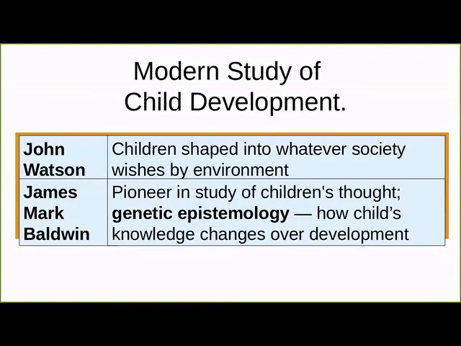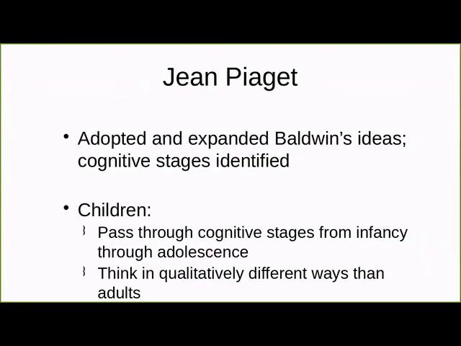John Watson, who was sort of the intellectual descendant of the John Locke view, believed that children were shaped into whatever society wished them to be by the environment. And James Mark Baldwin, whose genetic epistemology doesn't mean like genes, like chromosomes and genes. It means the beginning, like the book of Genesis. So genetic epistemology, the beginning of knowledge. And he thought that children's thinking and knowledge changed and developed over time. And he was influential to Piaget, who expanded on those ideas and identified cognitive stages that he thought that children pass through from infancy through adolescence.